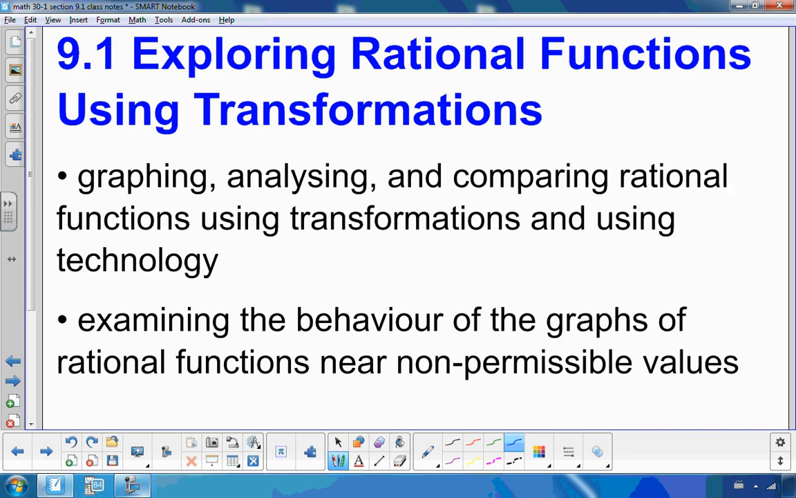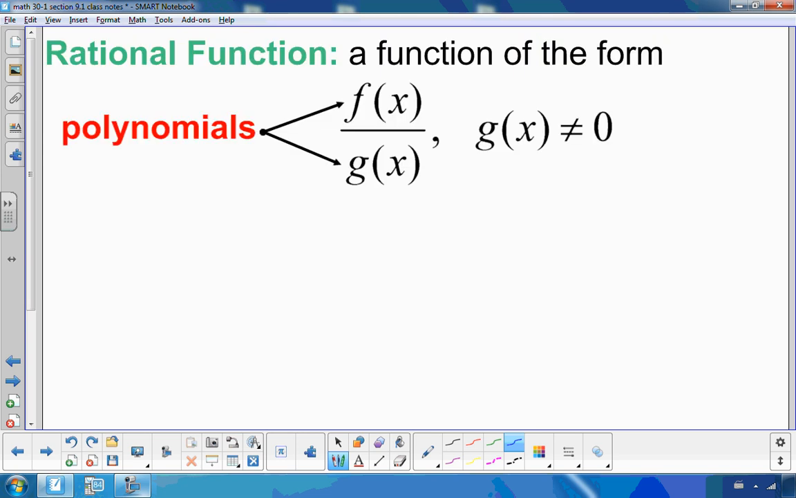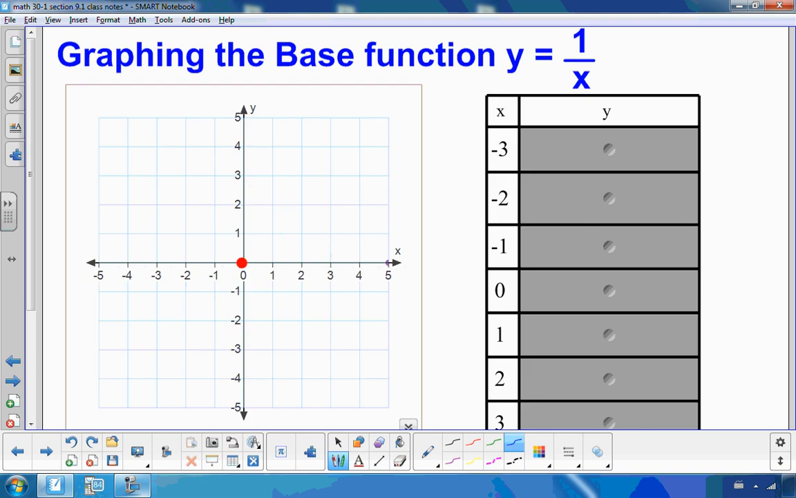Okay, so in this lesson, we're going to do section 9.1. We're going to do this in two lessons, one for linear and the other for quadratic. So we're going to look at a rational function and how do we transform that rational function. So just to review what a rational function is: the ratio of two polynomials, f of x over g of x, where g of x cannot equal 0 because division by 0 is not allowed. So we're going to look at that in a little bit more detail.